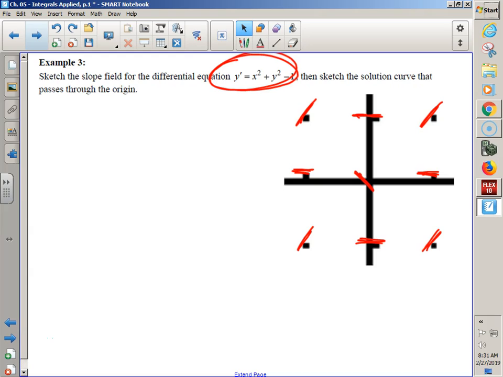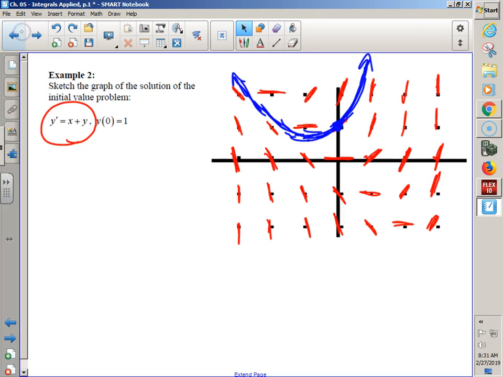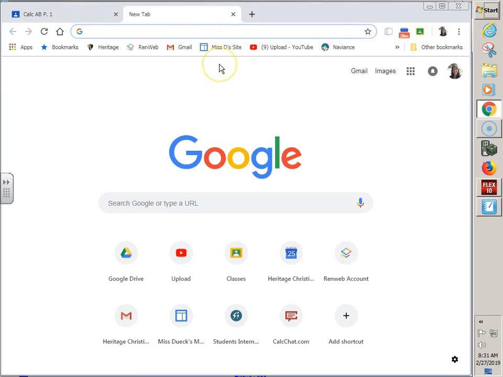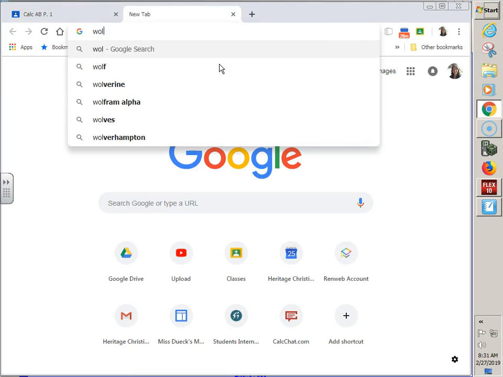Not very. Why? You only had a few points. Now, I get that it took some time to make the few points, but it's a little rough. It was a lot easier when we were over here, right? Because we had more points to be able to follow the flow. So if we were to go ahead and do something like, oh, my computer's not working. Let's see if Wolfram does this very well.